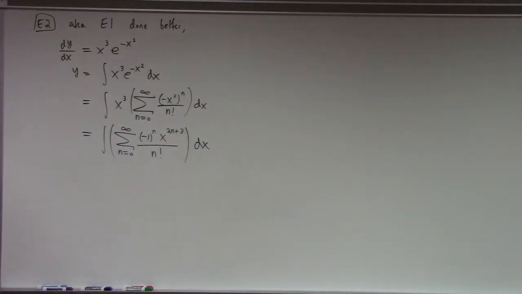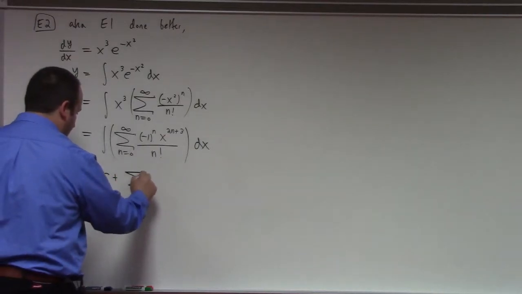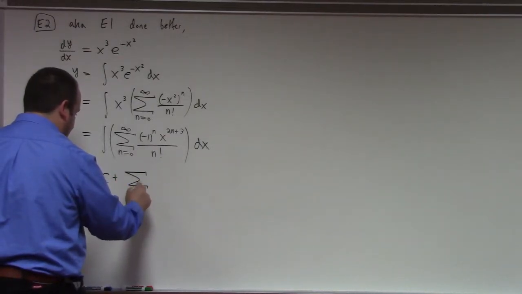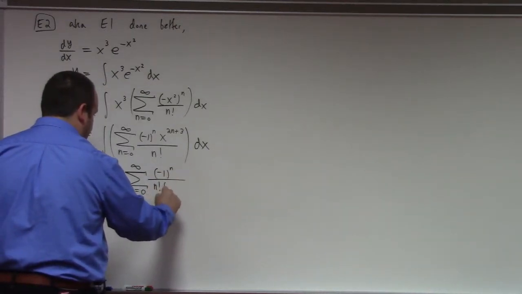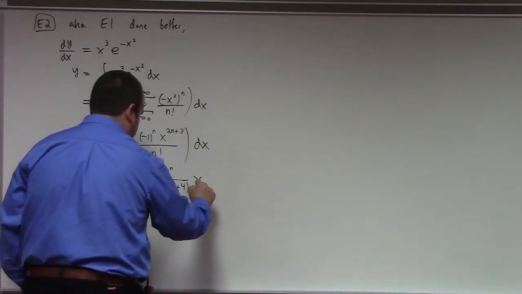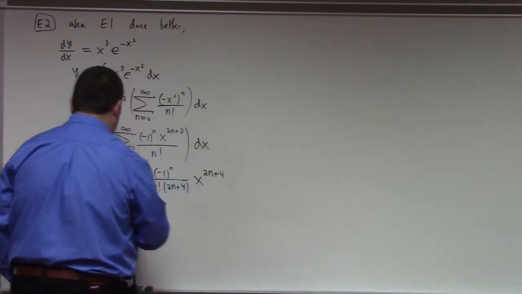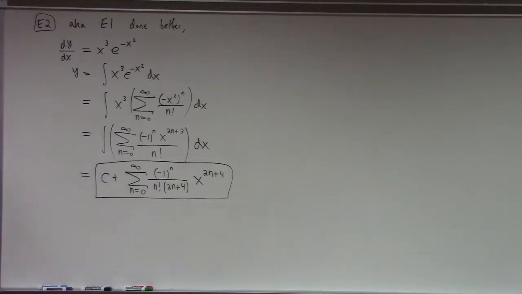And then the term-by-term integration theorem for power series comes into play here, right? So we can just say, okay, so that's a constant plus the sum n equals 0 to infinity, minus 1 to the n over n factorial times 2n plus 4 times x to the 2n plus 4. And there you have it. That is, I think, a better answer in some sense. It's the complete answer. It's not an approximation. That's the full, honest-to-goodness solution to this differential equation.